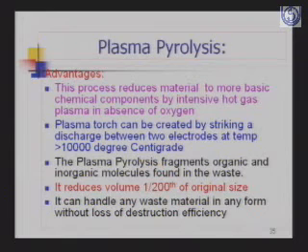What is plasma pyrolysis and what are its advantages? This process reduces material to more basic chemical components by intensive hot gas plasma in the absence of oxygen. A plasma torch can be created by striking a discharge between two electrodes at a temperature of more than 10,000 degrees Celsius. Plasma pyrolysis fragments organic and inorganic molecules found in the waste.